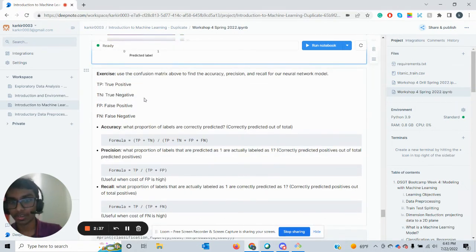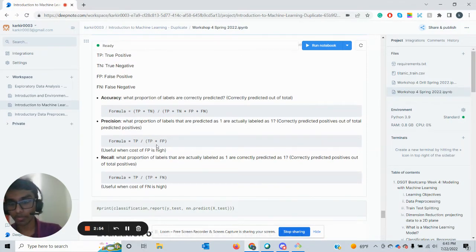Precision is essentially: for the labels that are predicted as 1, what proportion are actually labeled as 1. So it's the true positives divided by the total number of predicted positives. That's what precision is. And recall is saying what proportion of labels that are actually labeled as 1 are correctly predicted as 1. So you can see that for precision and recall, you want to understand the wording very carefully. Precision is correctly predicted positives out of total predicted positives. Recall is correctly predicted positives out of total actual positives.